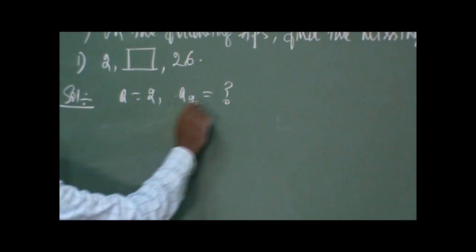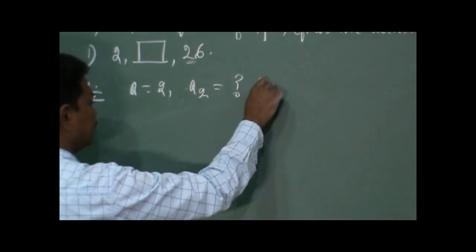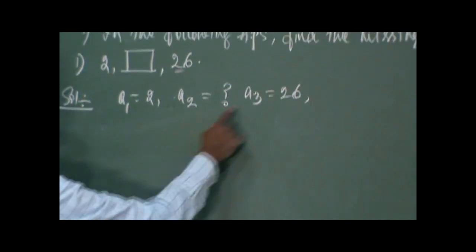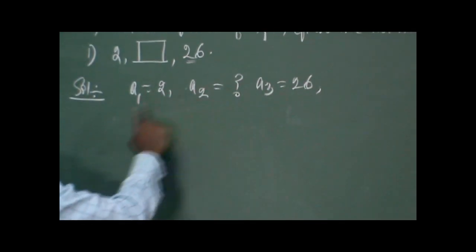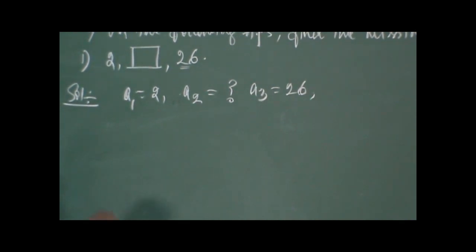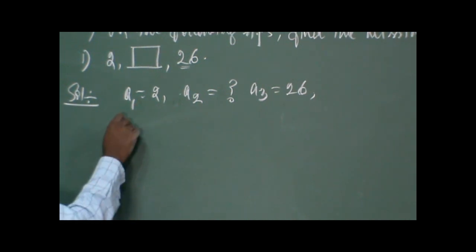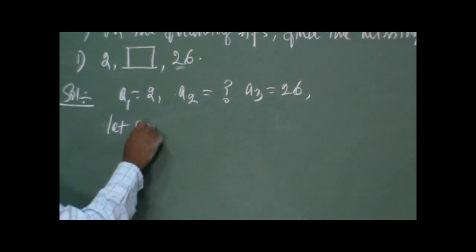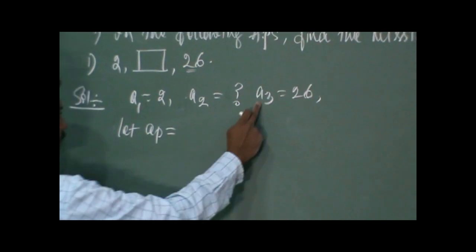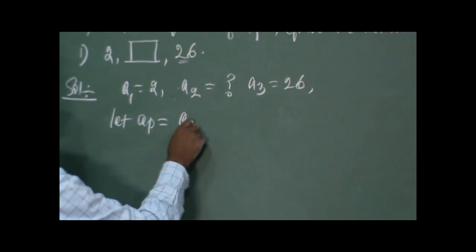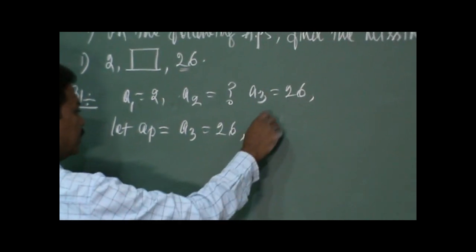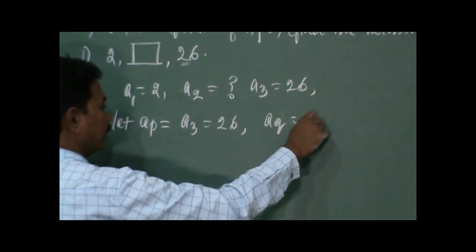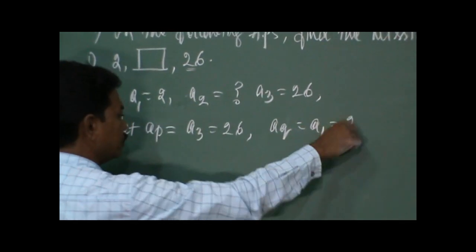So two different terms are there. A3 is 26 here. A1 is given, A3 is given. So apply the formula: D is equal to AP minus AQ by P minus Q. We find out D first. Let AP be the bigger term, A3 is equal to 26, and AQ is equal to A1, that is 2.